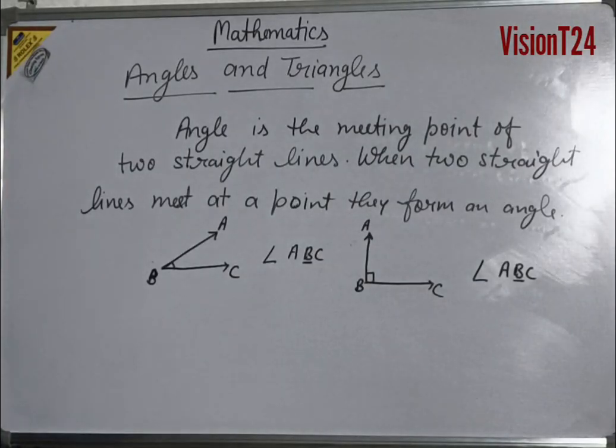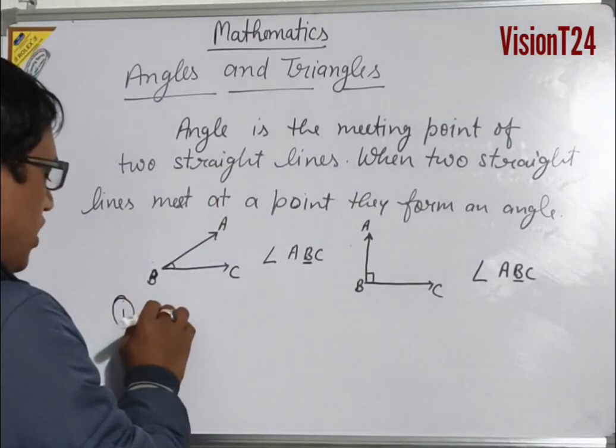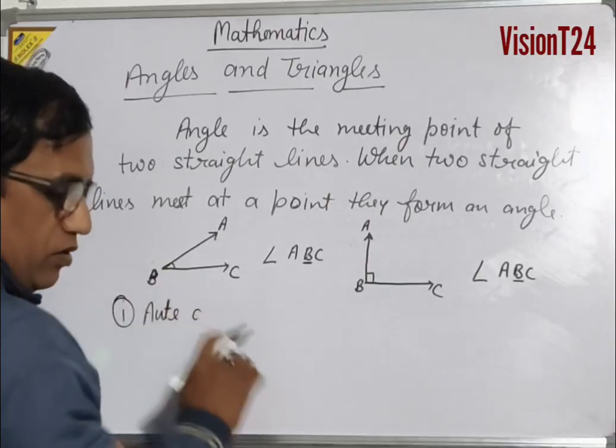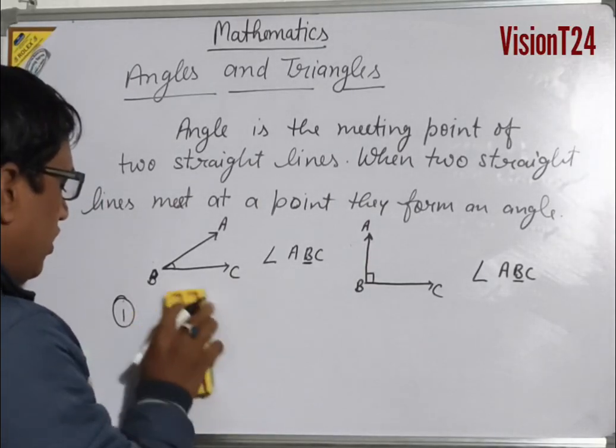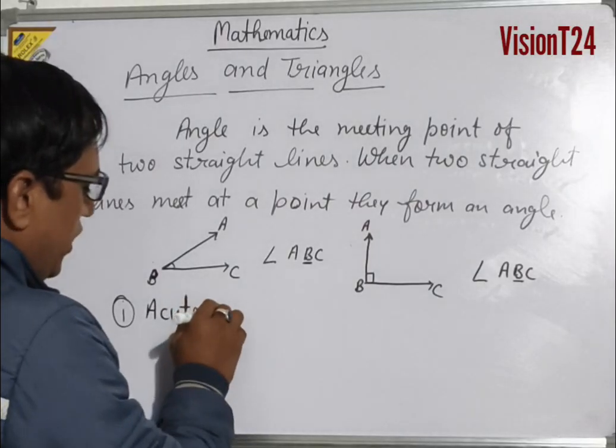So class, how many types of angles are there? Do you know? If we talk about different types of angles, there are three types of angles. Which one? Basically three types, but there are six types. First one is acute angle.